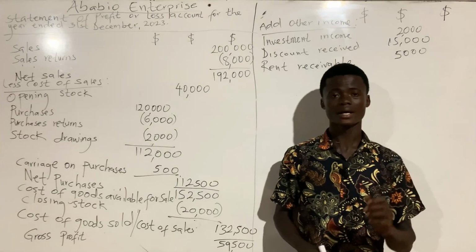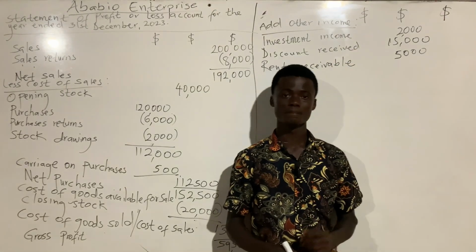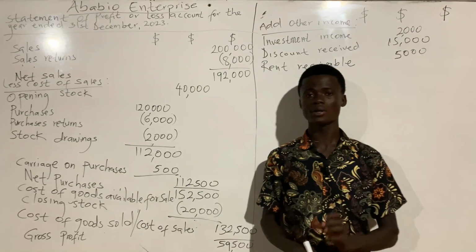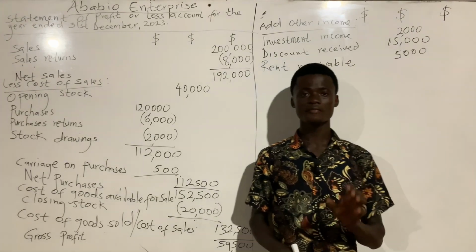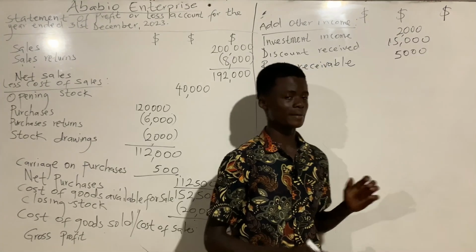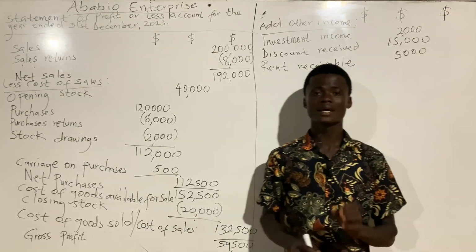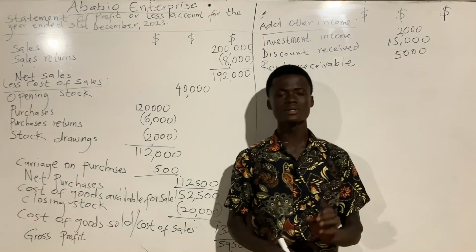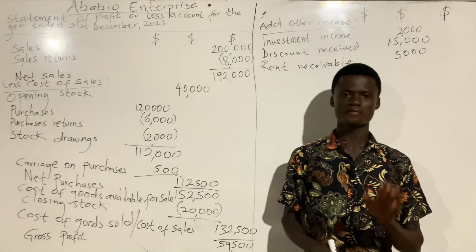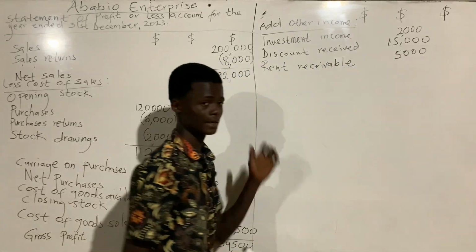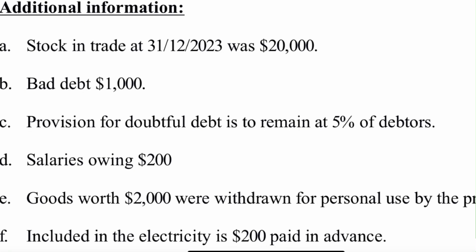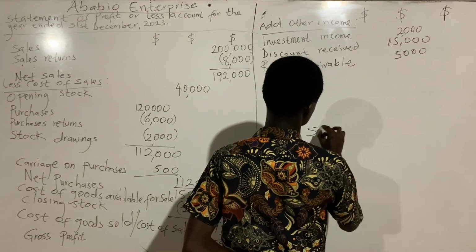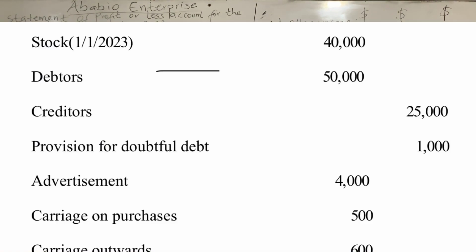So after comparing the current year provision to the previous year provision, if the current year provision is more than the previous year provision, then that difference will be treated as indirect expenses. But if the current year provision is lesser than the previous year provision, then we say there is a decrease in provision for doubtful debt, and that difference will be treated as other income. So per our question, we are supposed to provide for provision for doubtful debt at the rate of 5% of debtors. So 5% of debtors.